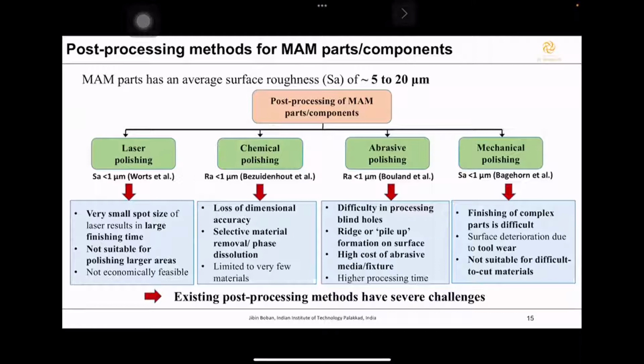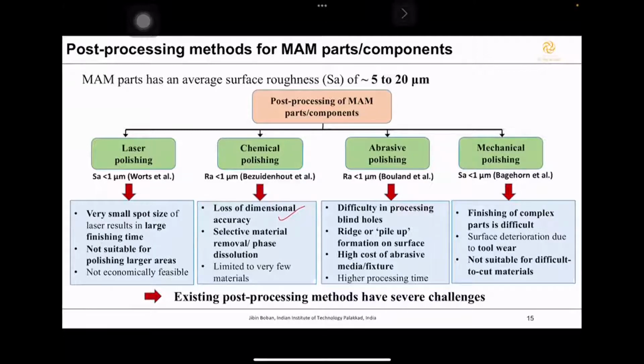The problem associated with this particular method is loss of dimensional accuracy, because you don't have any control over it. When you dip a sample inside a chemical, you don't know how much chemical will react with what surface and how much material will get dissolved. There are sophisticated masks available these days, but that again takes a lot of time to prepare. The second important thing is that it is not environmentally friendly, and it involves a high risk of toxicity.